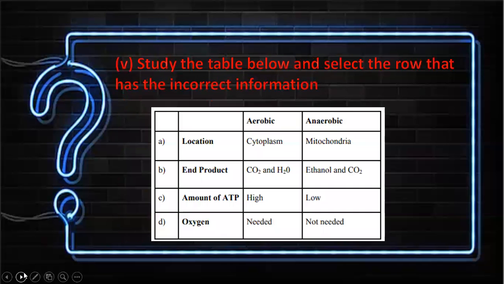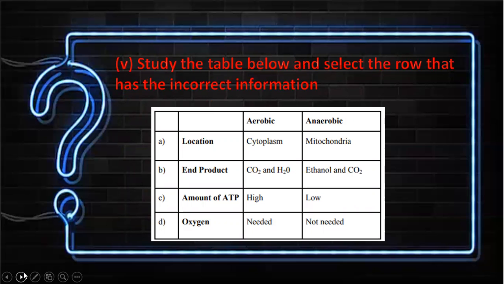So the next part of the question: study the table given below and select the rows that have the correct information. Location: cytoplasm, mitochondria. End product: carbon dioxide and water, ethanol and carbon dioxide. In case of aerobic and anaerobic, right? Amount of energy: high, low. Amount of ATP, right? High, low. Oxygen: needed, not needed. So which among the following gives the incorrect information?